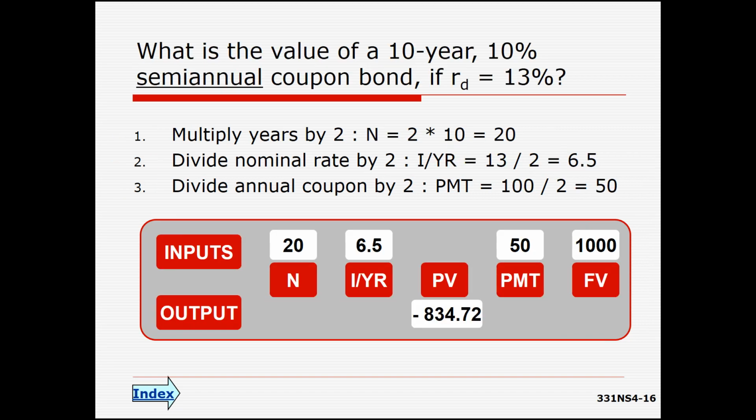Here's an example. 10-year 10% semi-annual coupon bond with a yield to maturity of 13%. N is 10 years times 2, 20. IY is the yield to maturity divided by 2. 13% divided by 2 equals 6.5%. Payment is the future value times the coupon rate divided by 2. 1,000 times 10% divided by 2, $50. Solving for present value, $834.72.